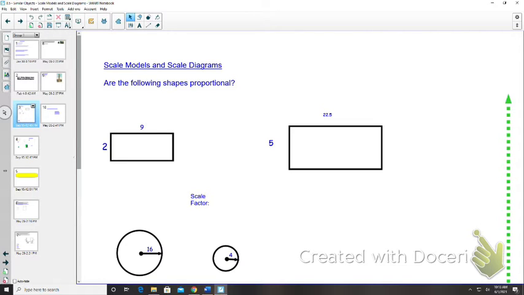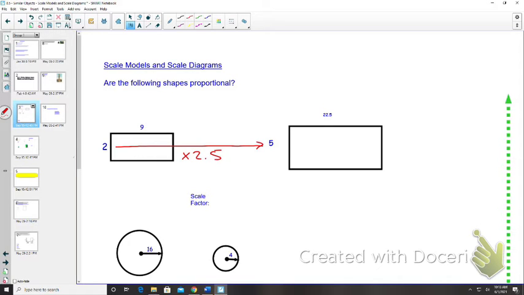Okay, so we have a ratio of 9 to 2 and 22.5 to 5. Are they proportional? Are they multiplied by the same scale factor to get from one to the other? Let's ask ourselves, how do we get from 2 to 5? Add 3. And think of multiplying, okay? Times 2.5, good.